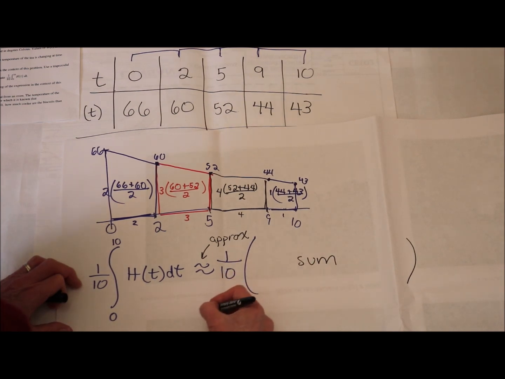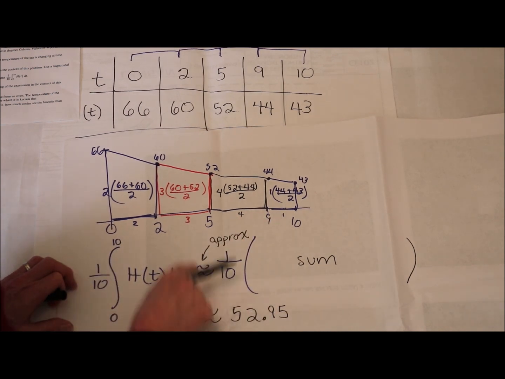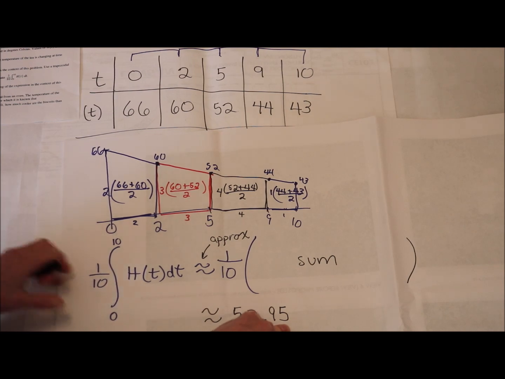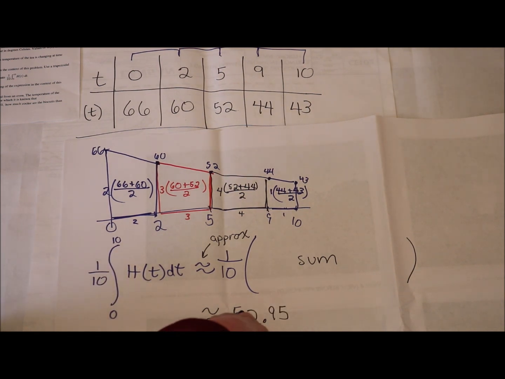Okay? And then this is approximately equal to 52.95. Well, I shouldn't say this integral is approximately equal to 52.95. This sum is exactly equal to that. They didn't say to leave units here, but of course we know that we found the average value. So this represents the average temperature of the tea over the first 10 minutes.